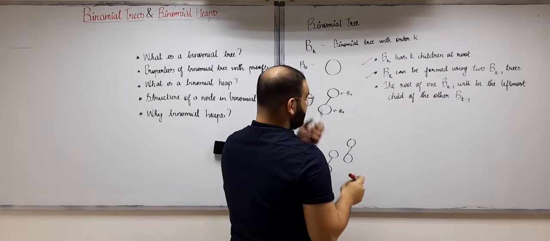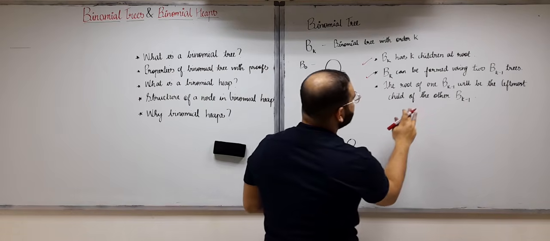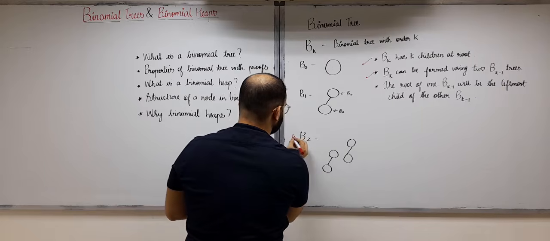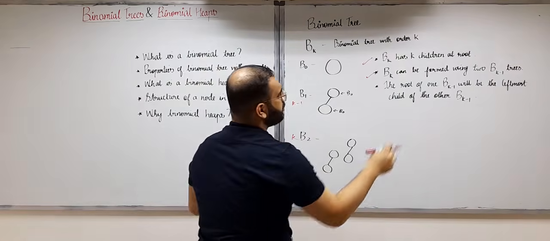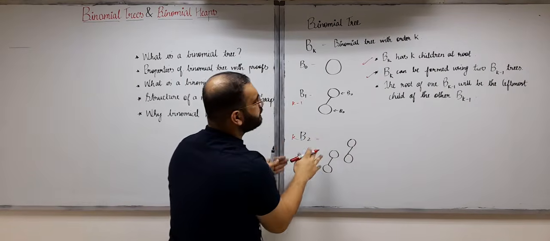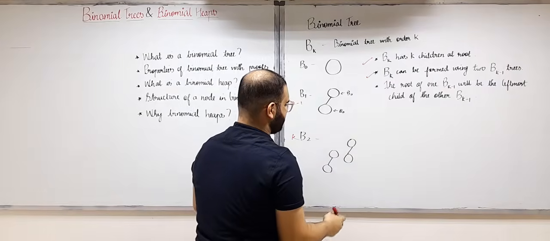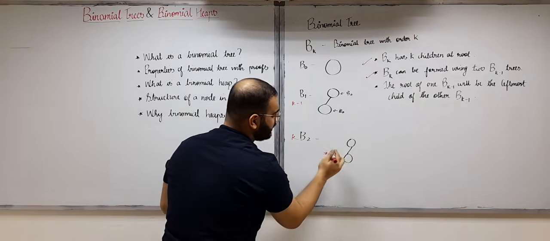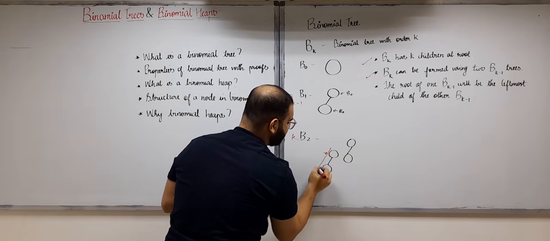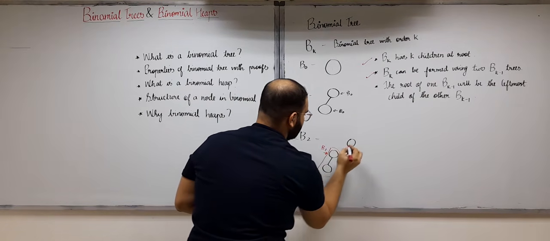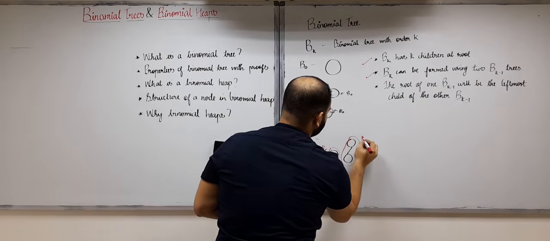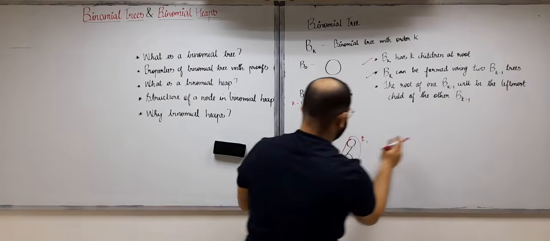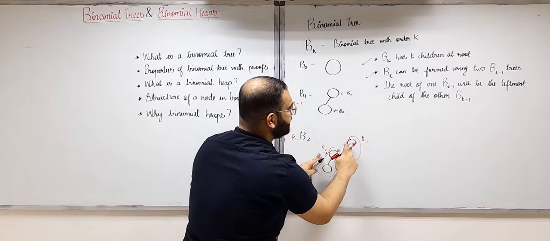To know how we will combine both of these B1s to make this B2, let us look at the third rule. This says that the root of one Bk minus 1, here this is my K and this is my K minus 1. So the root of one B1 will be the leftmost child of the other B1. So this is the root of one B1, this entire thing is my B1, this is also another B1, right? So the root of this B1 will be the leftmost child of the other B1.